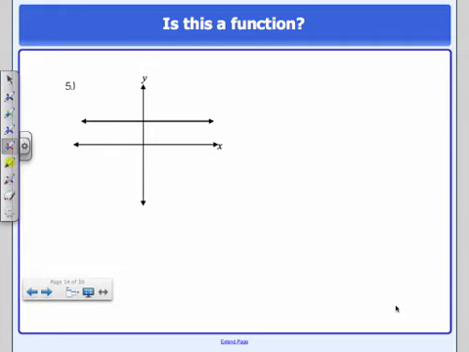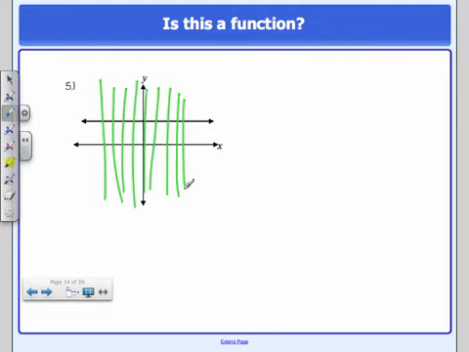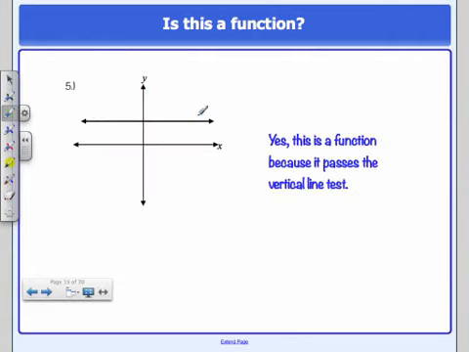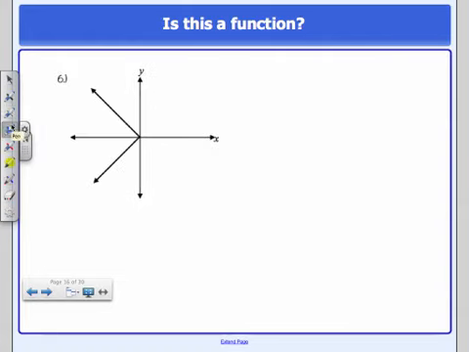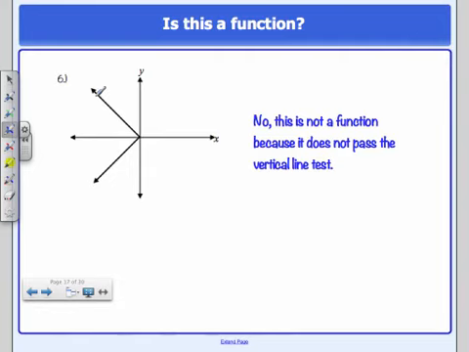All right, so if you look at question number 5, I can draw any vertical line I want, and no matter where I draw it, it only intersects my graph in one spot, which means that this is a function. Ignore the x and y axes, because obviously when you draw the vertical line it will cut through the x-axis, but that doesn't count because it's not actually part of the relation. So yes, this is a function because it passes the vertical line test. In number 6, you found one vertical line that passes through more than 1 point, which means that this is not a function because it does not pass the vertical line test.